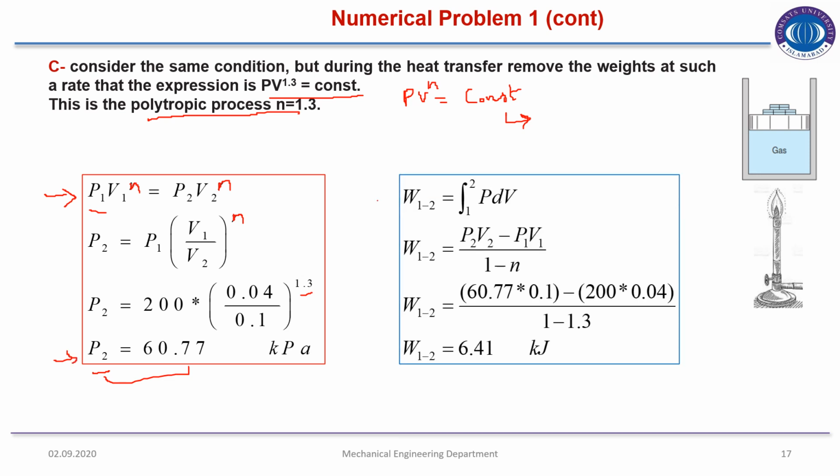Now the expression for work done is P dV integration, and we have derived this relation for work done for polytropic process in the previous lecture. So we will insert the final pressure, final volume, initial pressure, initial volume, value for n, and the work done comes out to be 6.41 kilojoules.